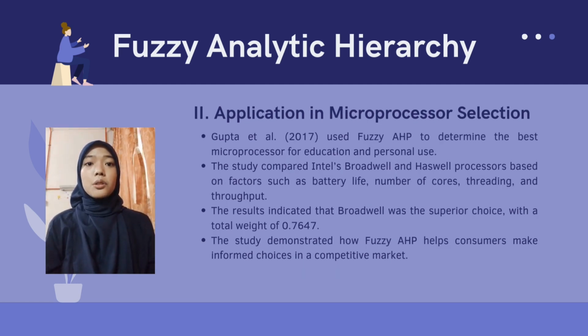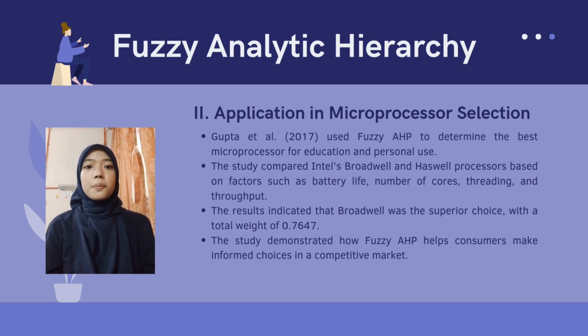Next, a study by Gupta used fuzzy AHP to determine the best microprocessor for educational and personal use, comparing Intel's Broadwell and Haswell processors. By evaluating factors such as battery life, core count, threading, and throughput, the study concluded that Broadwell was the superior choice, with a total weight of 0.7647. This research demonstrated fuzzy AHP's effectiveness in guiding informed decisions in the competitive microprocessor market.